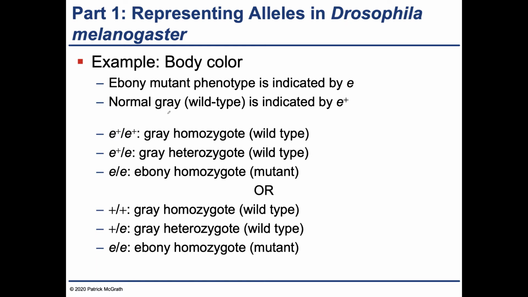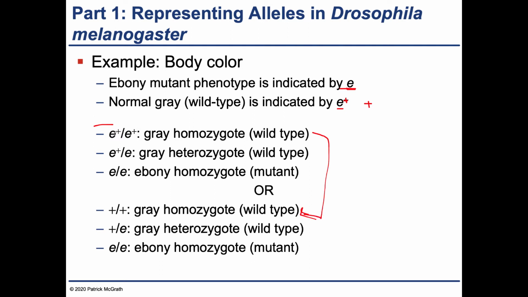And so body color is an example of a trait that researchers have studied using this fruit fly Drosophila melanogaster. And so the mutant allele is shown by a little e, and then the normal wild type allele is either shown with an E plus or just a plus. And so these are different ways to show the same genotypes.